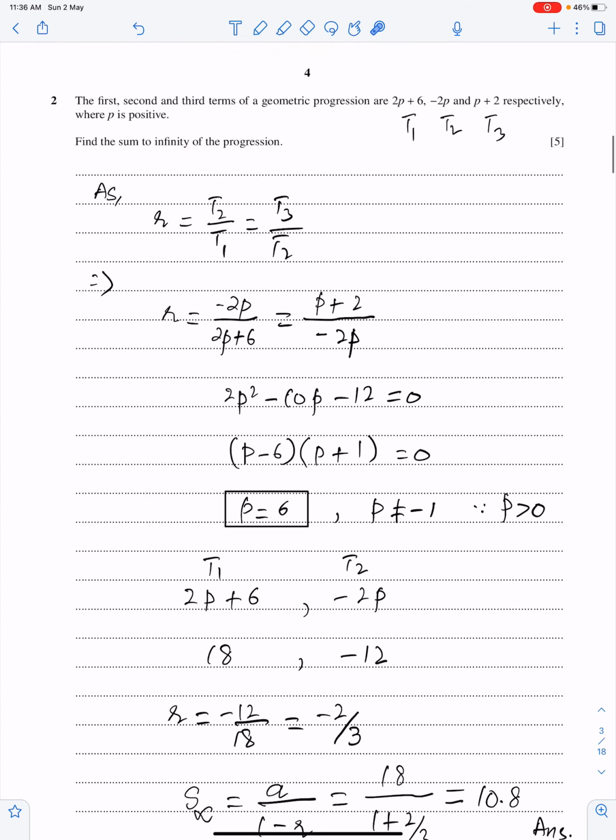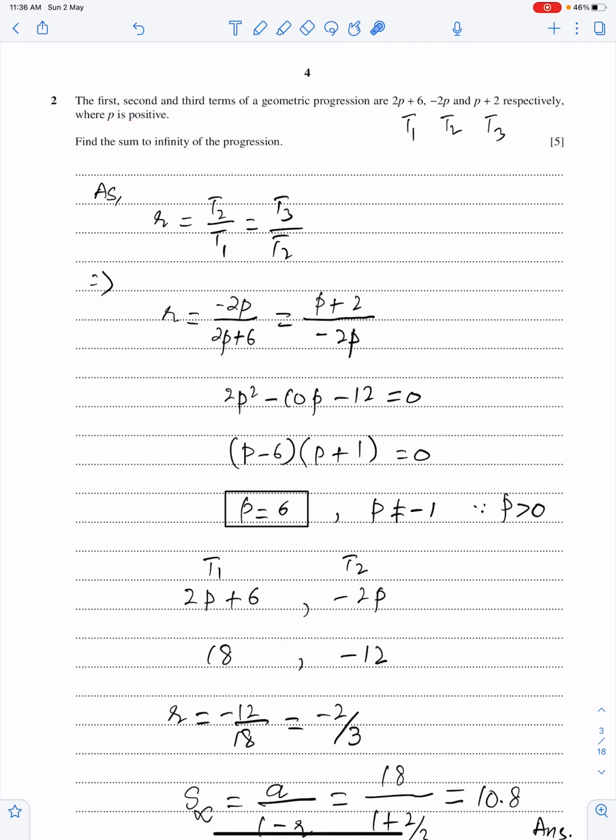Question number 2. The first, second and third terms of a GP are, this is the first, this is the second and this is the third term respectively, where P is a positive constant. Find the sum to infinity.